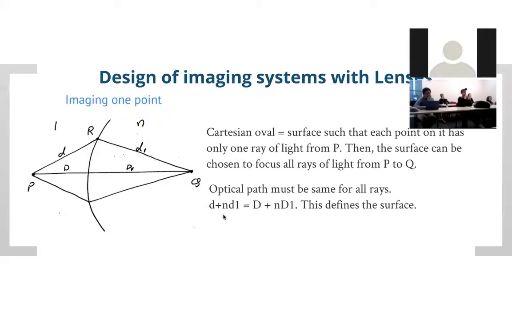Okay, that's the left-hand side. What Fresnel's principle says is the optical path must be the same for all rays, which means that whether it's this ray or this ray, the total optical path must be the same. So if we follow this ray, the optical path is simply this capital D plus capital D1 times n. So D plus n times D1 equals capital D plus n times capital D1.